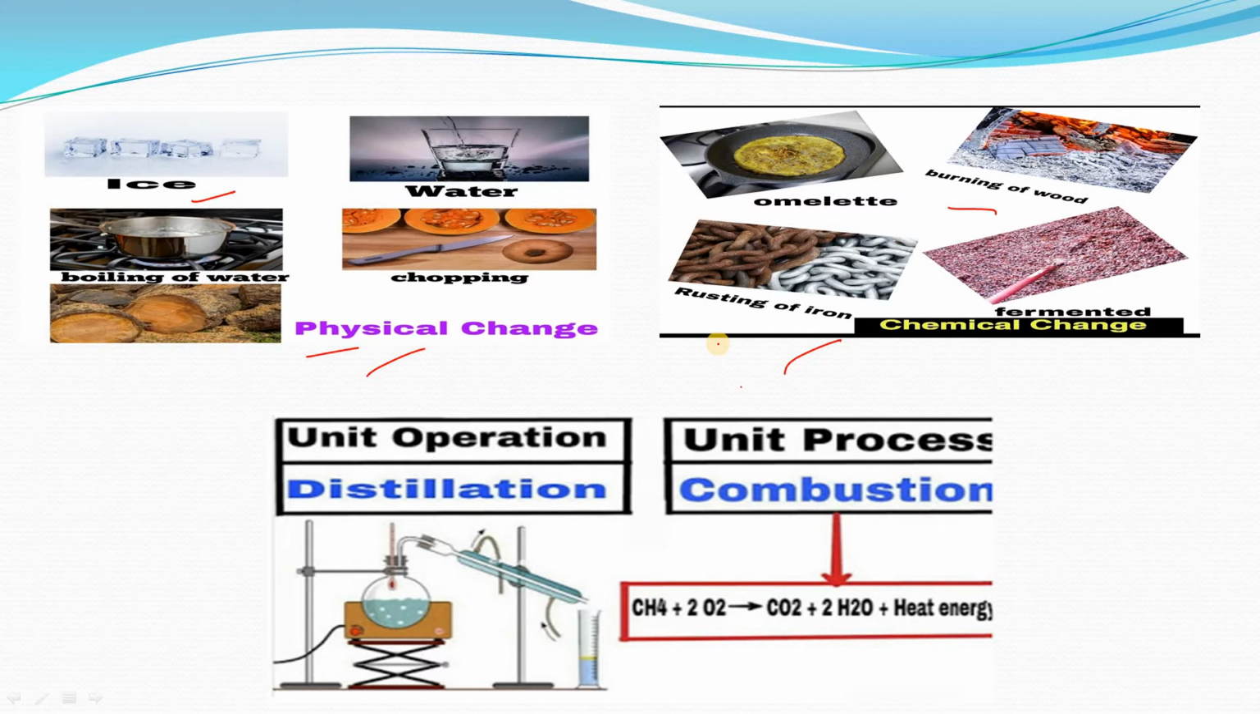The same thing happens with unit operation and unit process. In unit operation there is a physical change, and in unit process a chemical change will occur. Like here you can see the difference: unit operation, where in distillation you can see batch distillation, and combustion, which is an example of unit process. You can see one example of combustion here where 1 mole of methane reacts with 2 moles of oxygen and it gives carbon dioxide plus water plus heat energy, right? So this is an example of unit process.